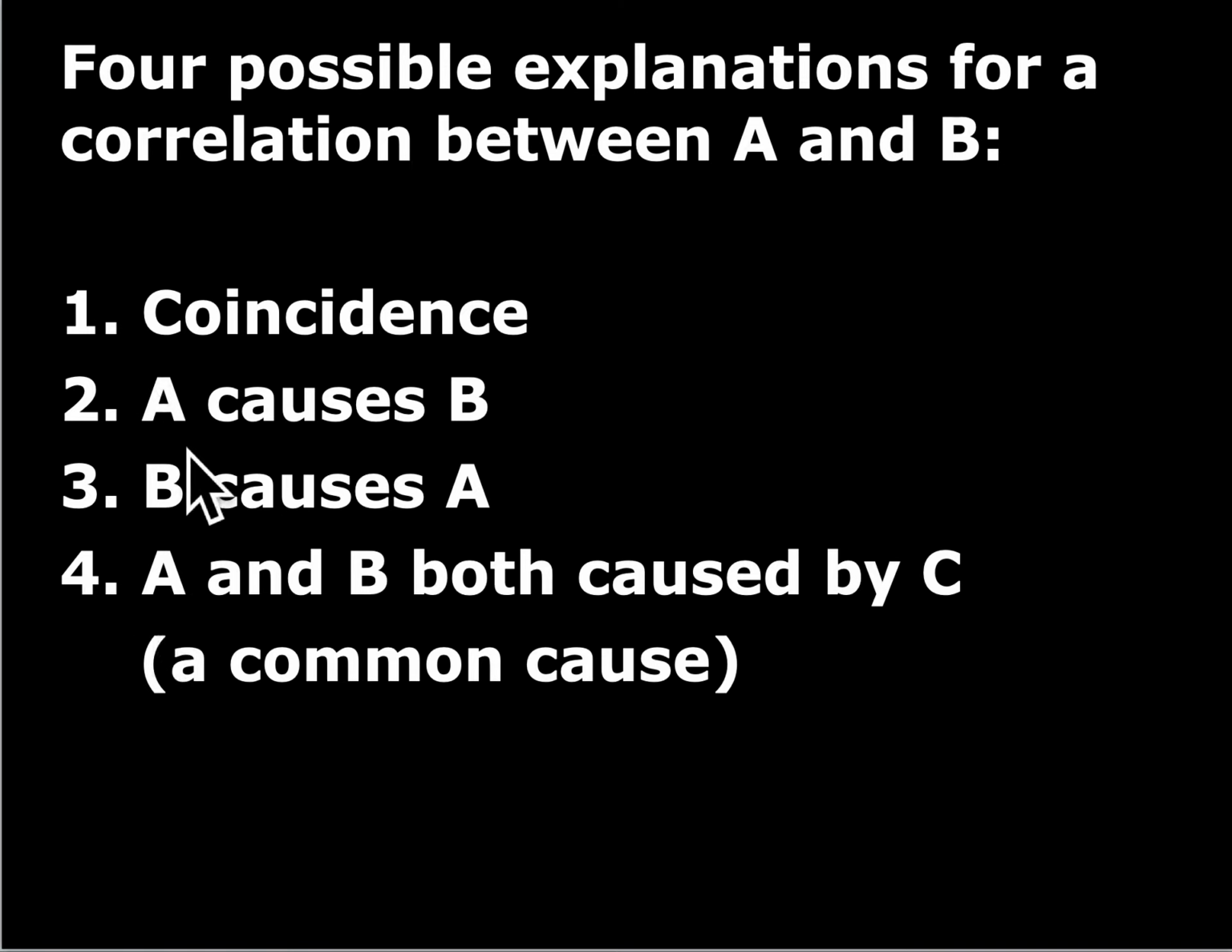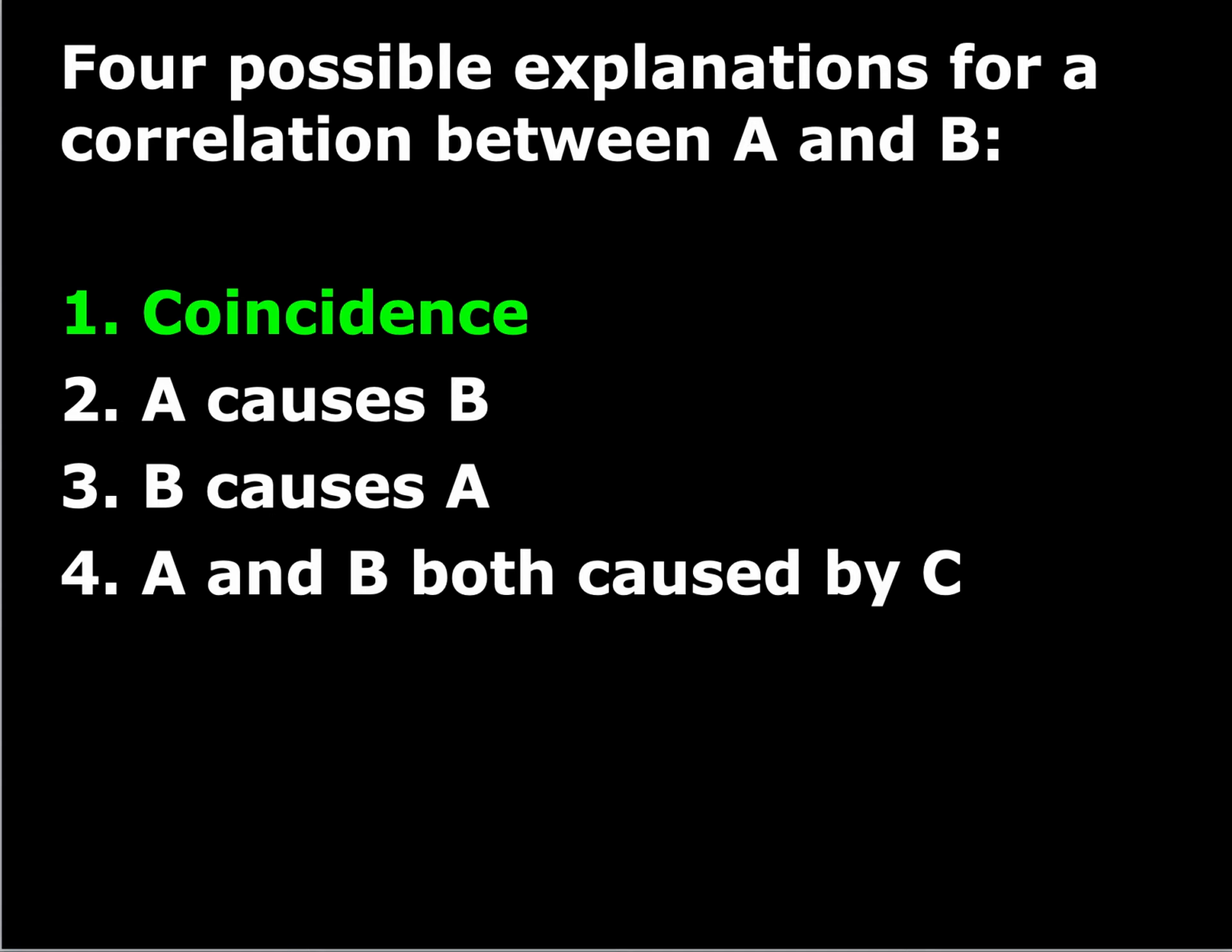because these are usually inductive arguments. So we're looking for inductive strength rather than deductive validity. But you show that these other things are really implausible or really not very likely, then to that extent, you've shown that this is the best explanation. How do we rule these other things out? Well, how do we rule out coincidence? Usually statistics.